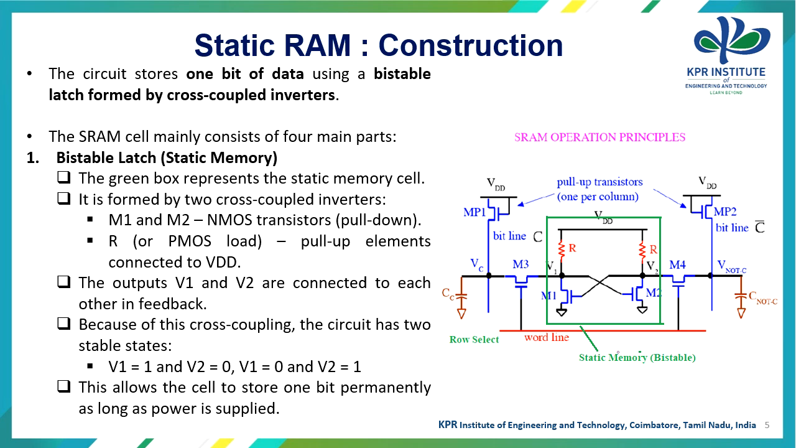First, M1 and M2, which are NMOS transistors, form a pull-down network. Another one is a resistor R, or you can call it a PMOS load, which forms a pull-up element connected to the power supply, VDD. The outputs V1 and V2 are connected to each other in a feedback path. Because of this cross coupling, the circuit has two stable states: V1 equal to 1 and V2 equal to 0, and the other, V1 equal to 0 and V2 equal to 1. This allows the cell to store 1 bit permanently as long as power is supplied.